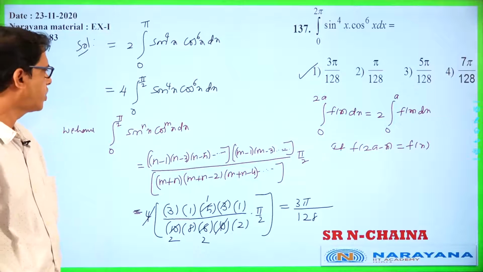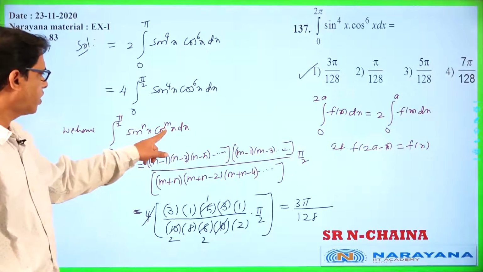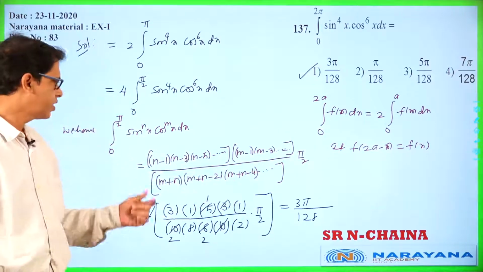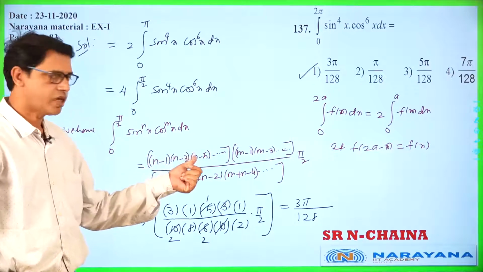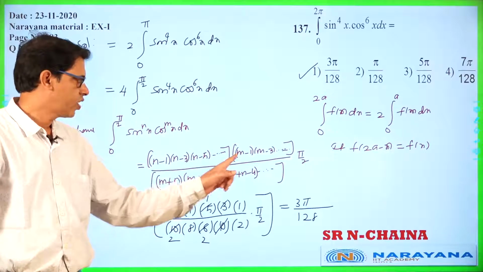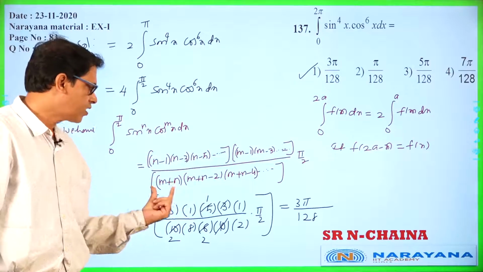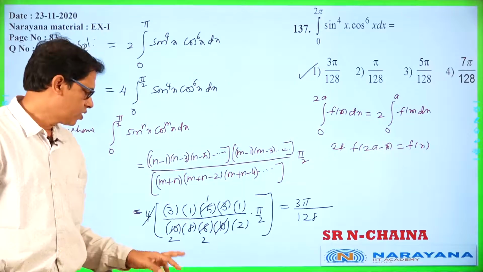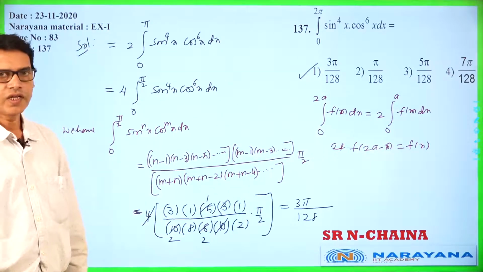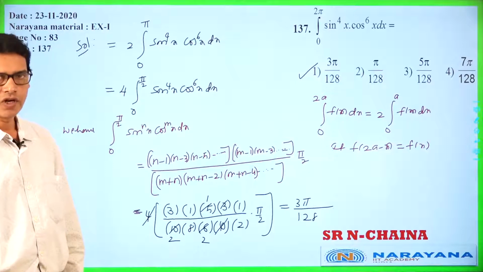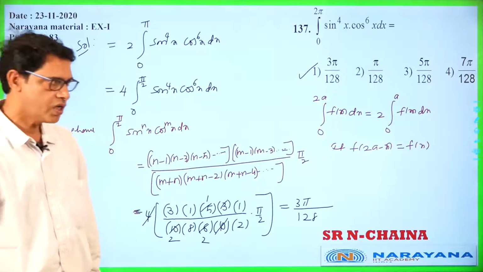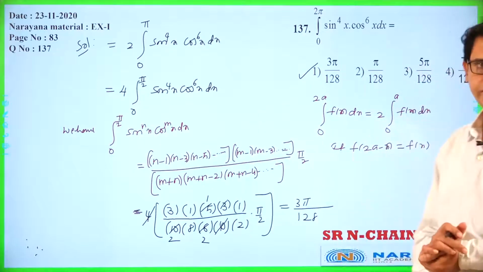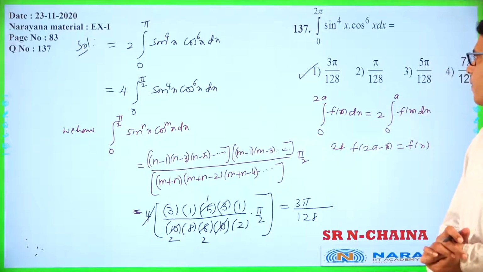Here the formula is: if both are even, the last will be pi by 2. So how to proceed? N minus 1, n minus 3, decreasing by 2. Here also decreasing by 2. First add them, again same. So keep on minus 2, minus 2, minus 2. Then that will be the required result, 3 pi by 128. This formula is called the Wallis formula. Okay. Next one.